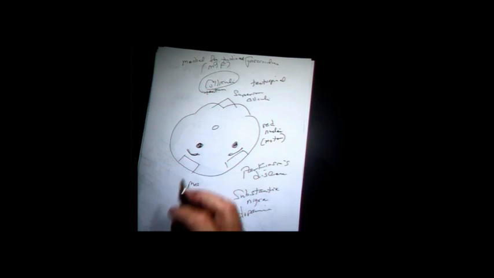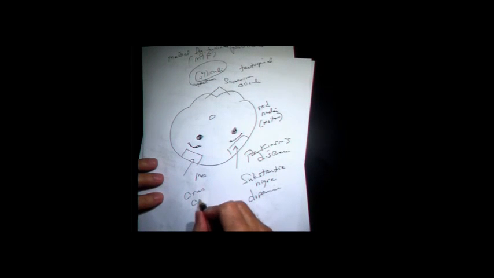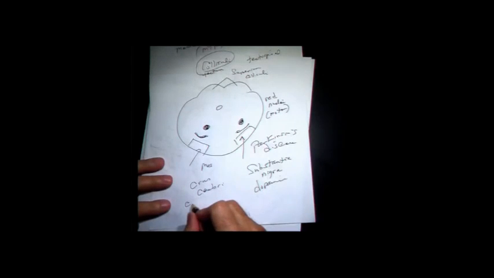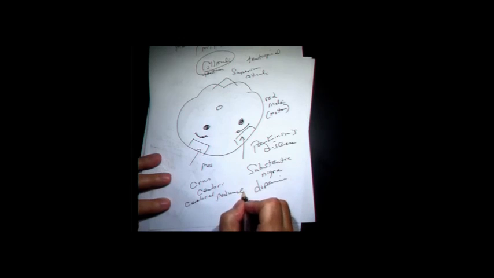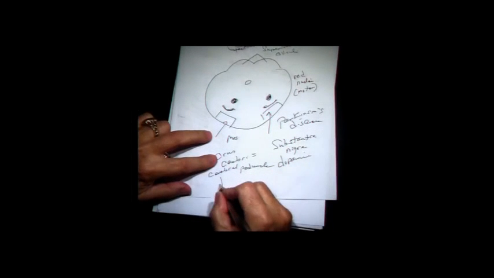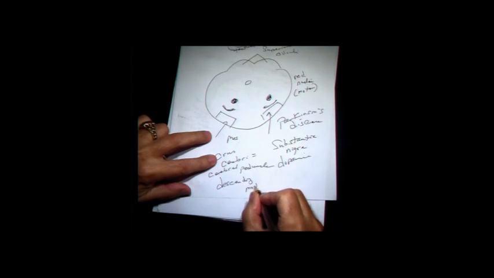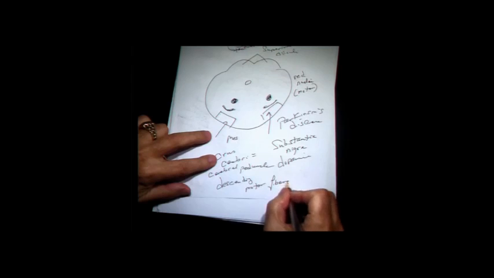Over here, you have the crus cerebri or cerebral peduncle, one on either side. These contain descending motor fibers. I'll wire them up for you in a bit.